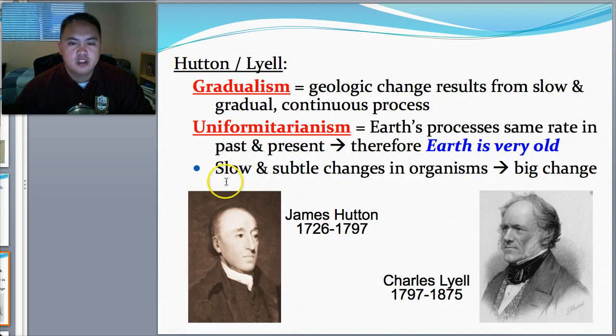Darwin, sort of combining these, remember these have nothing to do with animals or evolution, said that maybe that's the same thing with organisms. Maybe we slowly change, very subtly, very slowly, just like the Earth. And then one day it becomes a big change, just like it is on the Earth.